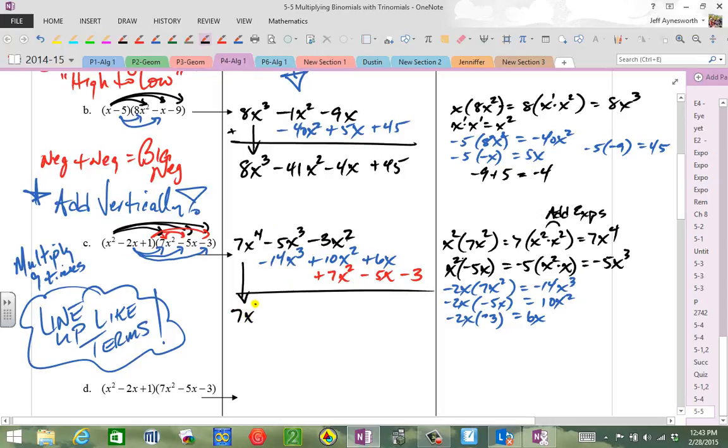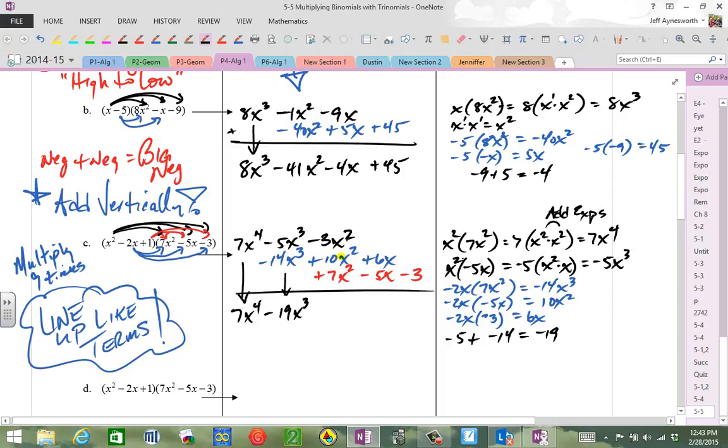So we get 7x to the 4th. Okay, and then right here, you get cubes with cubes, right? A negative plus a negative is a bigger negative, as I said right up here. So negative 5 plus negative 14 is a negative 19, a bigger negative. So this gives me right here a minus 19x cubed.